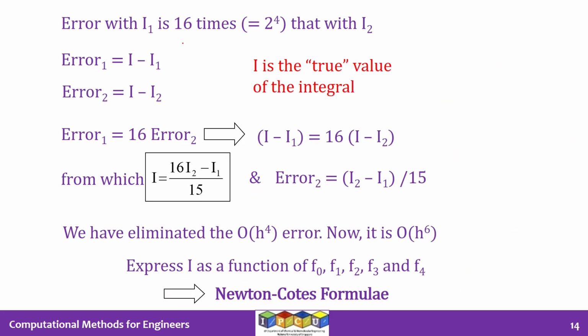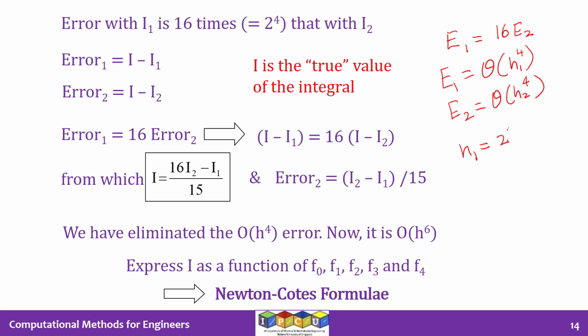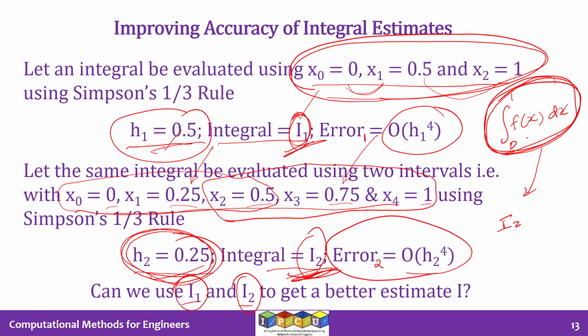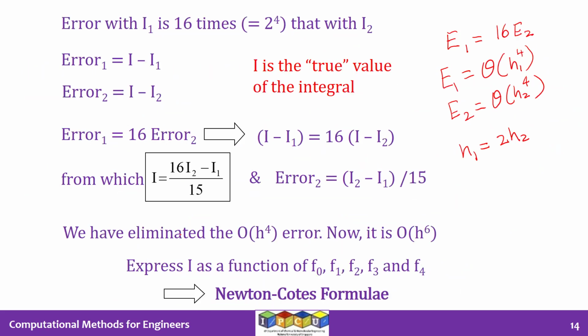Please note the error with I1 is 16 times the error with I2. That means error 1 is equal to 16 times error 2, because error 1 is of the order of h1 to the power of 4, and error 2 is of the order of h2 to the power of 4. But we know h1 is twice h2. h1 is 0.5, h2 is 0.25. So h1 is twice h2.